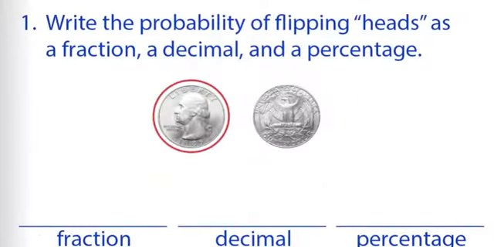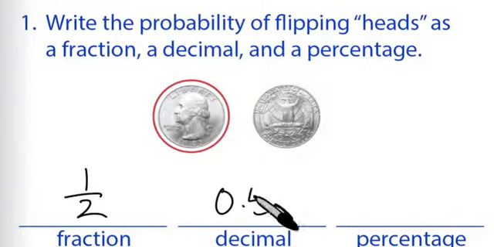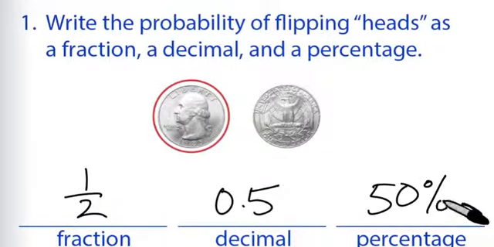Let's go. For our first problem, we need to write the probability of flipping heads as a fraction, a decimal, and a percentage. If you remember, when we flip a coin, there are only two possibilities. So the probability of flipping heads is 1/2, and the probability of flipping tails is 1/2. As a fraction, that's 1/2. As a decimal, it's 0.5, and as a percentage, it's 50%.